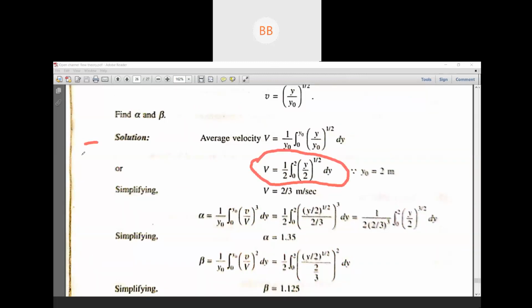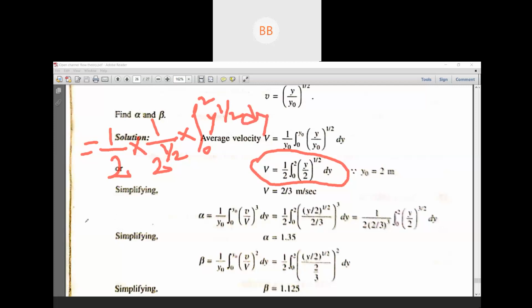The half is already there, multiplied. As 2 is a constant, we are not going to integrate the constant term; we are going to bring it out. Don't forget, we have the power half, so it's 2 to the power 1 by 2. Then we do the integration. What will be left is the integration from limit 0 to 2 of y to the power 1 by 2 dy.